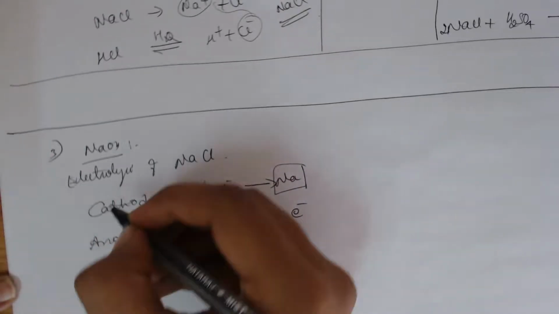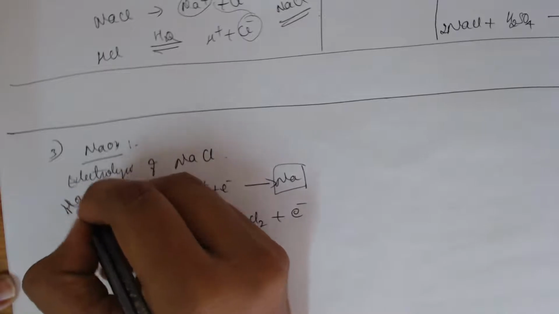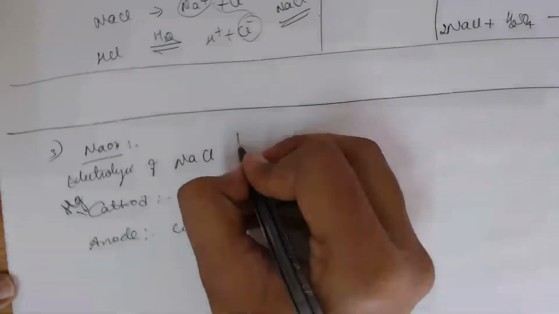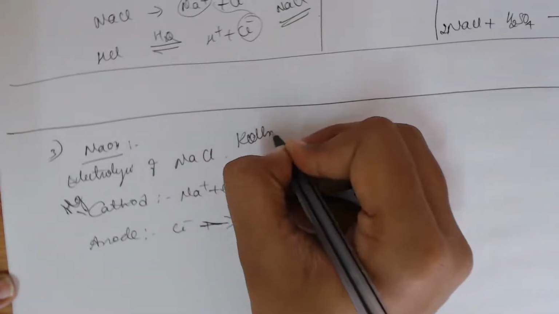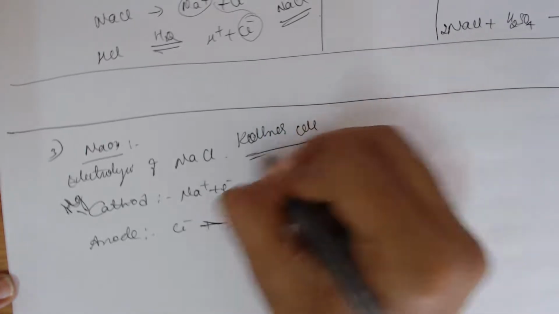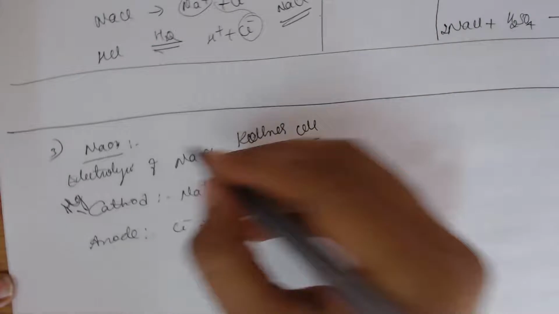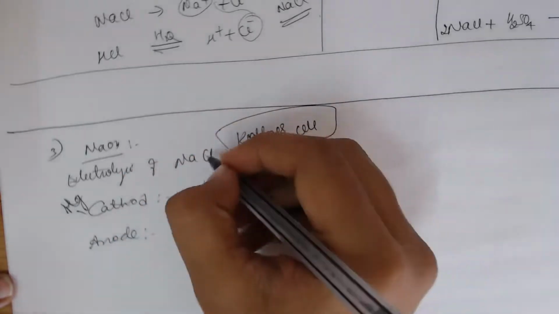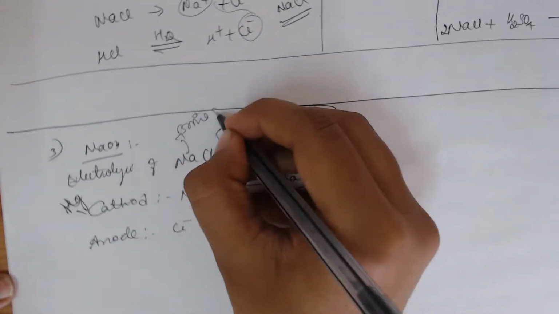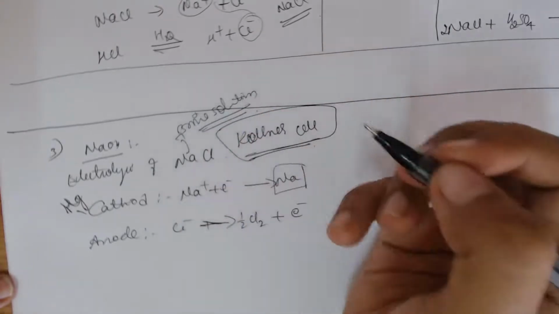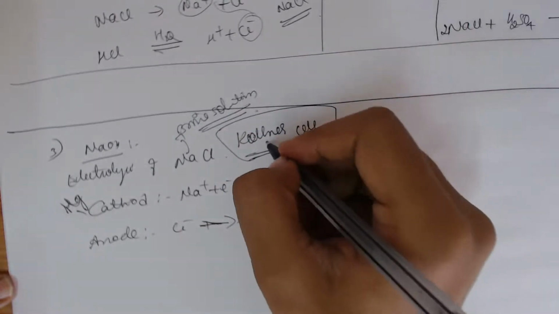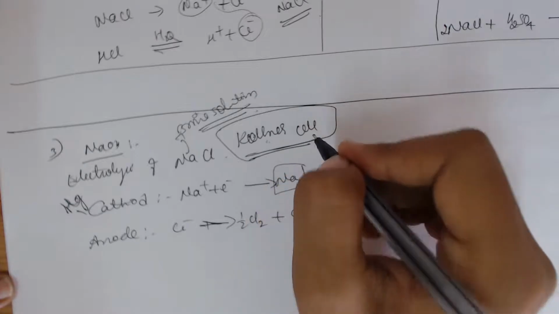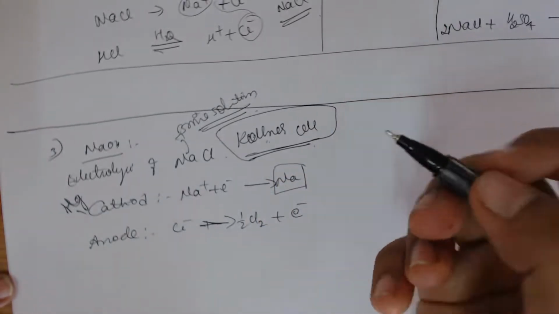So students, here sodium is there. This cathode is made up of mercury. The shell where the preparation of NaOH takes place by the electrolytic method is called the Kellner cell. This NaCl solution is called what? Brine solution. So this is the Castner-Kellner cell, not only Kellner cell, Castner-Kellner cell. Based on this only they used to ask so many questions, students.